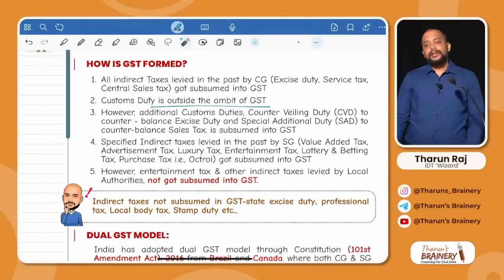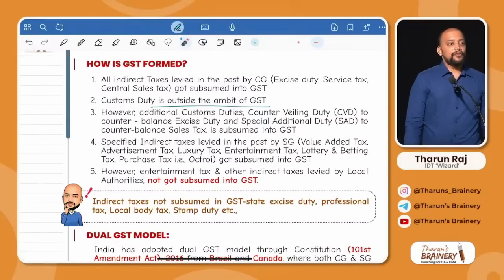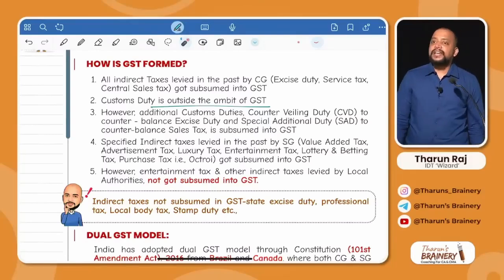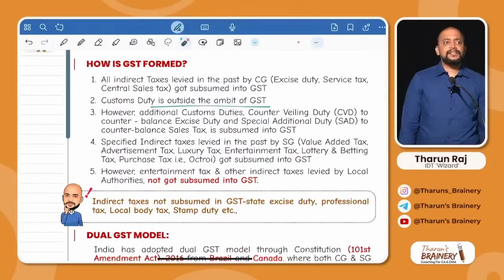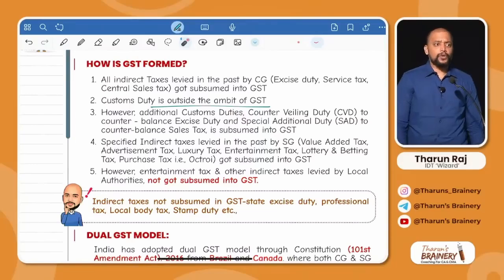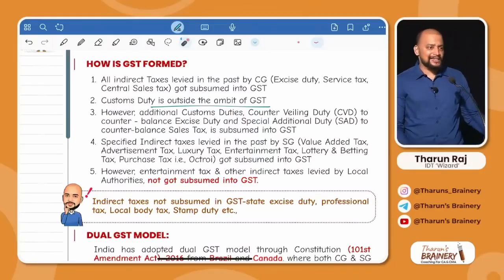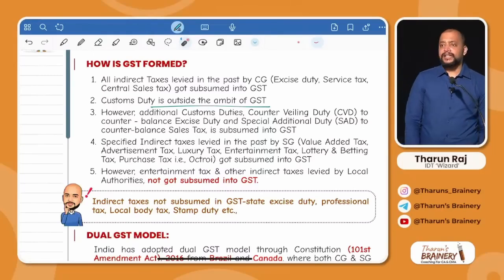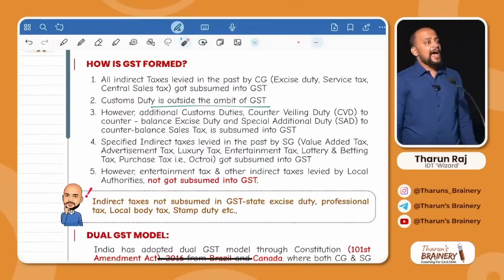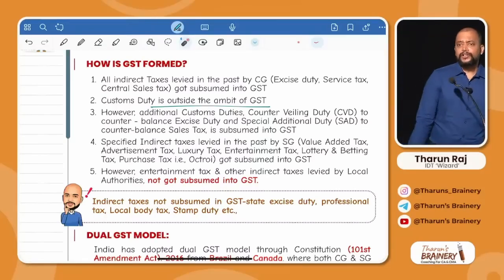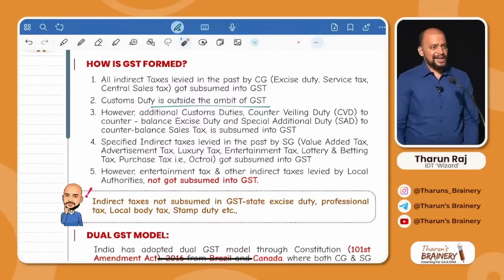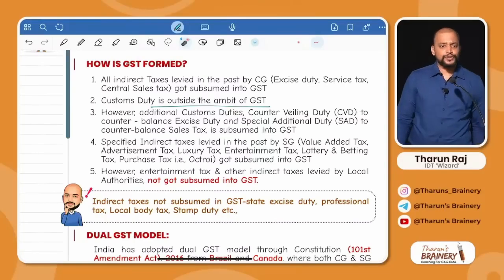Even lottery betting tax. Lottery betting, so sale of lottery tickets. Is lottery prevailing in India? Yes. Where is it prevailing? Everywhere in India? No. Only a few states. Example, Kerala, Assam. These are some states where the lottery system is prevailing even today. And betting, yes, we have a lot of betting. Betting transactions were there even before, now also it is there.